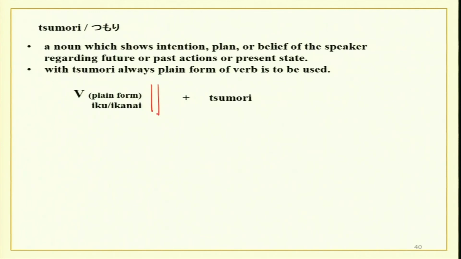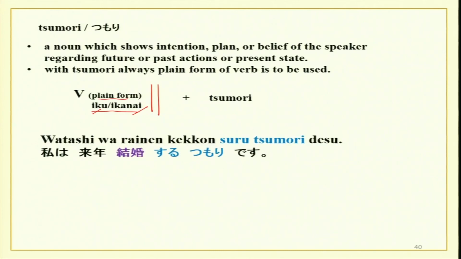And another very important thing with Tsumori is that before Tsumori the verb is always going to be in plain form. So, let us see from examples how Tsumori is used. You can see over here verb iku and ikanai, plain form negative and present positive, plus Tsumori. Now, what are the sentences? Watashi wa rainen kekkon suru tsumori desu. Kekkon is wedding, suru tsumori. So, I plan to do my kekkon next year. That is my intention, what I plan to do in the future.